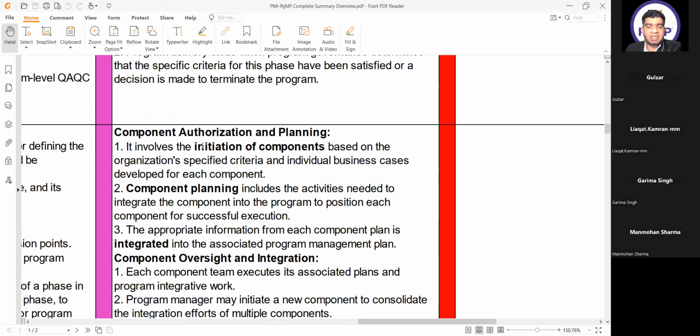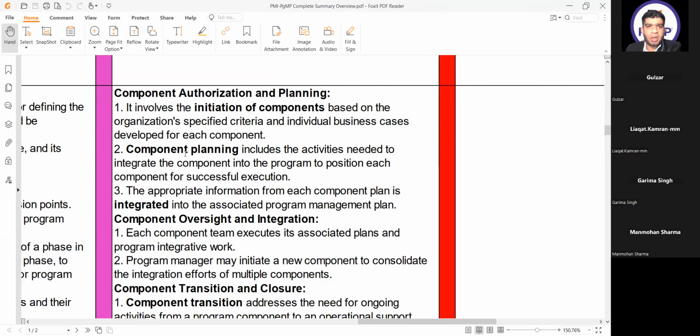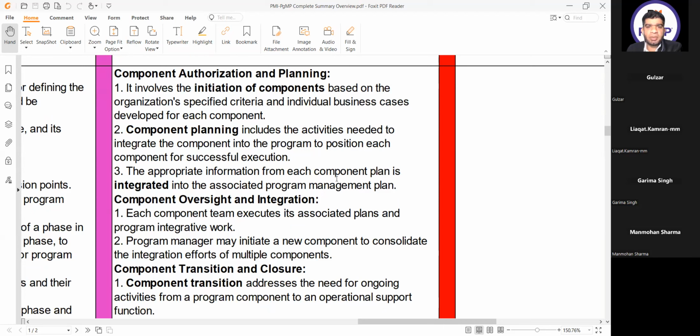It involves the initiation of components based on the organization's specified criteria and individual business cases developed for each component. Component planning includes the activities needed to integrate the component into the program to position each component for successful execution. The appropriate information from each component plan is integrated into the associated program management plan.